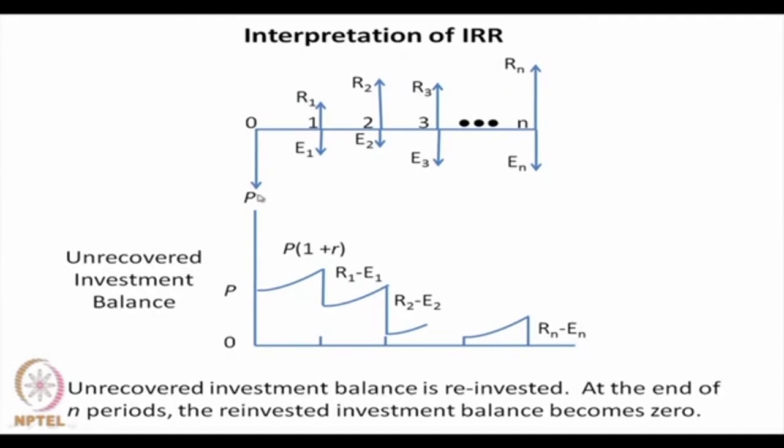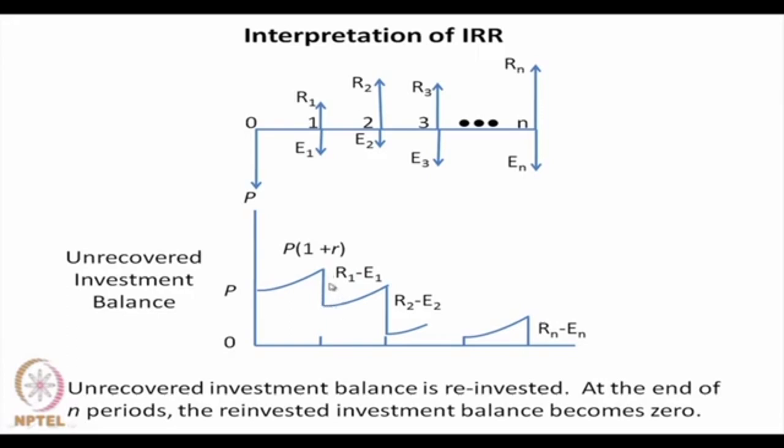Assume that we have made an investment P initially and that over the life of the project of n years, there are different expenses and there are different revenues. So, the meaning of the word internal in the internal rate of return is that this amount is reinvested at the IRR, which is R here. So, if P is reinvested, its equivalent amount at the end of 1 year is P into 1 plus R, and then at the end of year 1, the net revenue is R1 minus E1. By that amount, the amount is reduced.